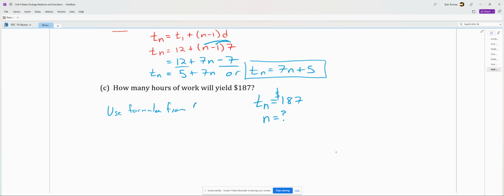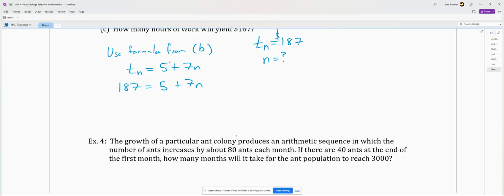So let's rewrite that formula that we just determined, that Tn is equal to 5 plus 7n, doesn't matter which way we use it. And T of n we're being told is $187. And now we just have to solve for n to determine the number of hours. So we're first going to subtract 5 on both sides. That's going to give us 182 is equal to 7n because those have canceled.